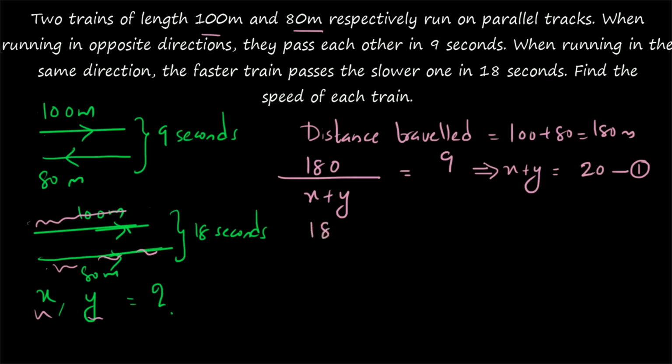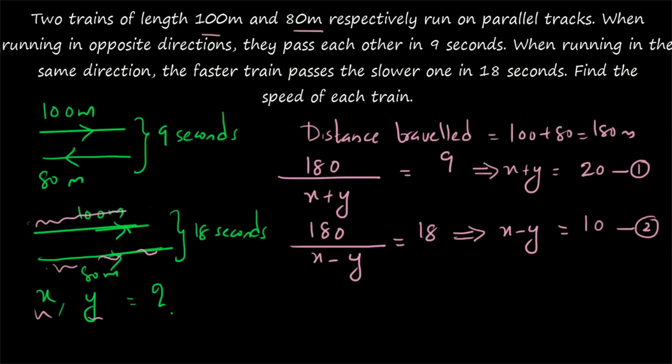And in the second case, they are moving in the same direction. So 180 divided by x minus y will be the relative speed. Both the trains are moving, so you have to consider the difference of the speeds, and the time taken is equal to 18 seconds. So from there you will get x minus y is equal to 180 by 18, which is equal to 10.